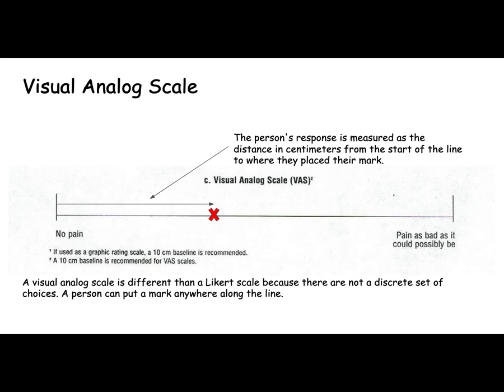Visual analog scales are also fairly common in questionnaires, less common in online questionnaires than they are in paper questionnaires. Visual analog scales are a little different than Likert scales because there's not a set of discrete choices, right? So you're measuring their response based on its distance from the 0 point.